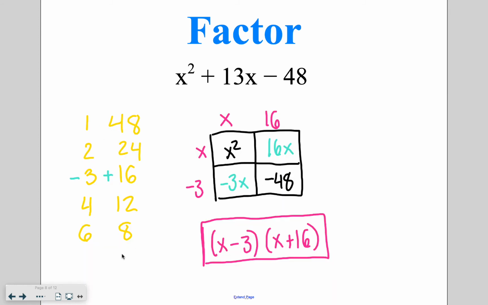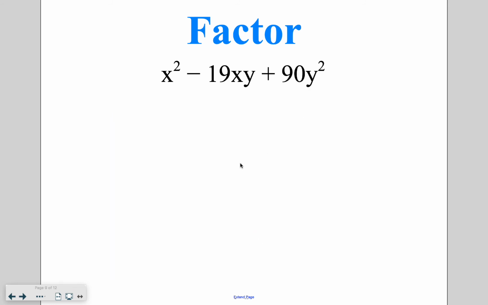So we've got our factor lists for 48. We need to get to a positive 13x, which means I'm going to do 16 minus 3, or negative 3 plus 16. We fill in our factors, and we end up with x minus 3, x plus 16.